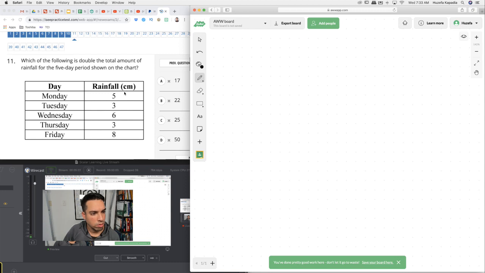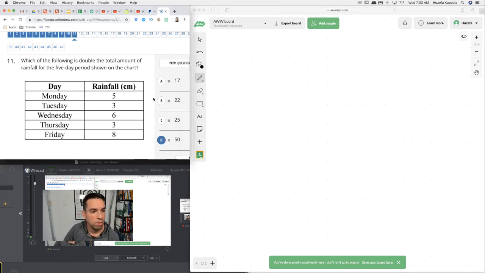Is double the total amount of rainfall. Okay, so we just add these up. I'll do this mentally. 5, 8, 14, 15, 16, 17, plus 8 is 25, so double that would be 50. Yeah, that's it.